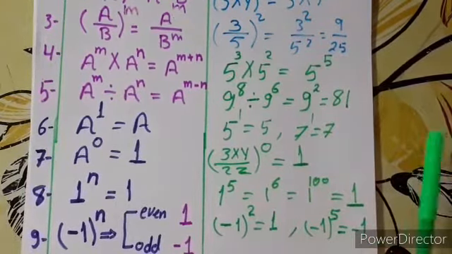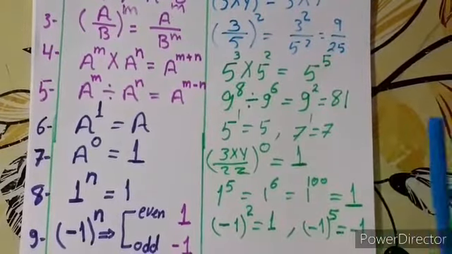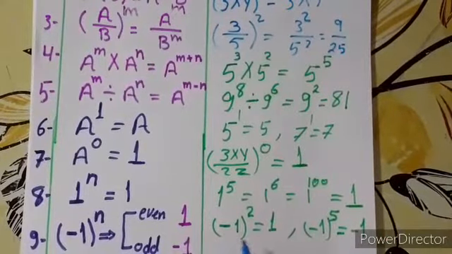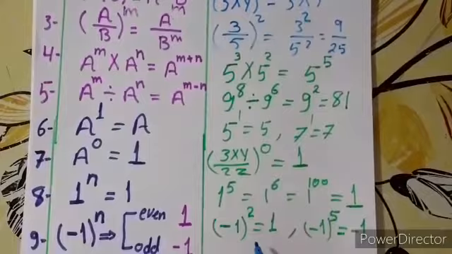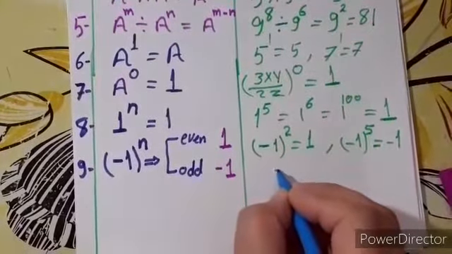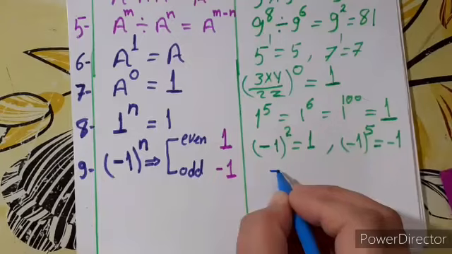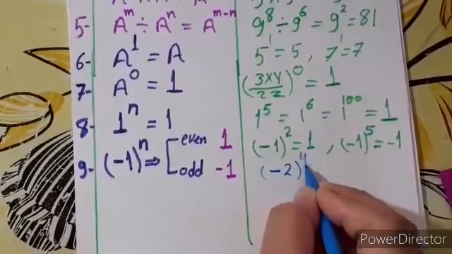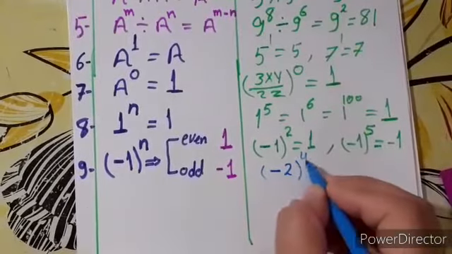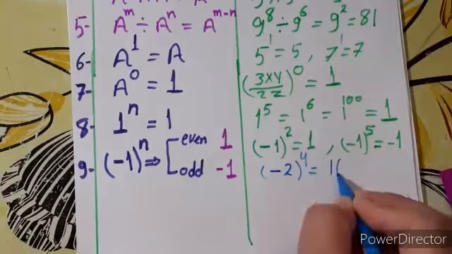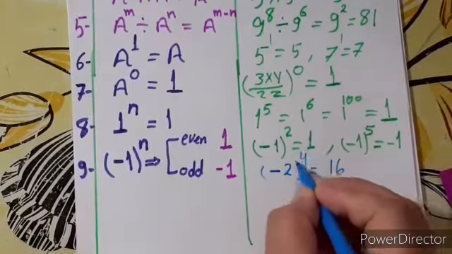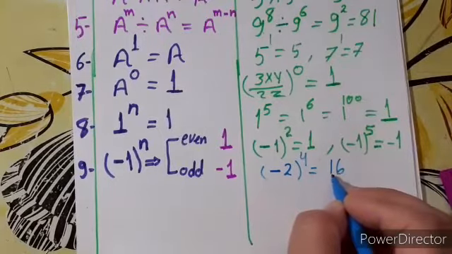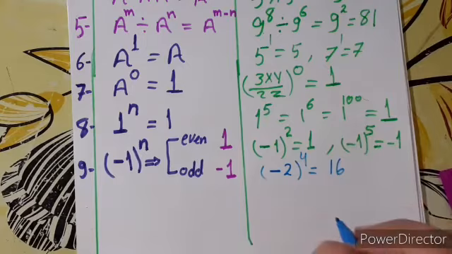Okay? Pay attention. In this case, we can write any number with a negative sign, for example, -2 power 4 equals 2 power 4 equals 16. And the negative with even power, the negative is cancelled.